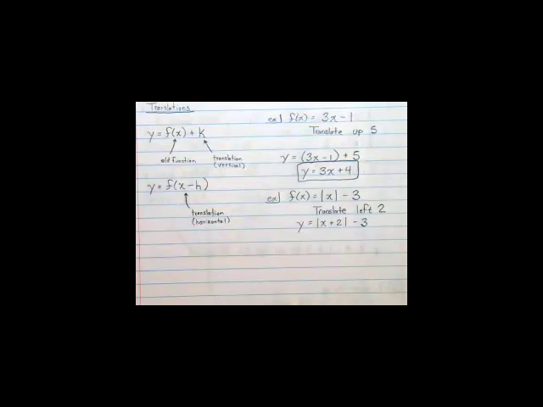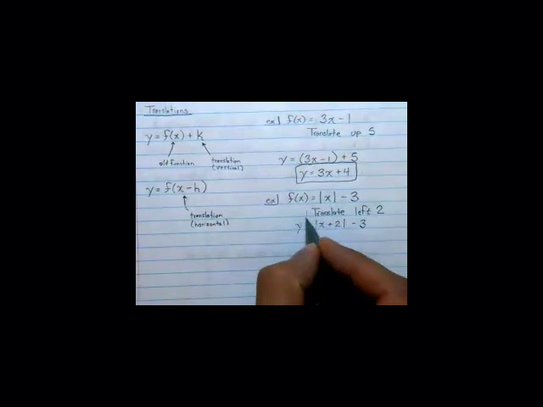Okay? Do you guys see the difference between those two again? Kind of like what we talked about yesterday. All right? And again, it's always the opposite when it's on the inside, right? The left and right translations are the opposite sign. So if I want to move it to the left, I actually have to put a plus 2 on the inside, not a minus 2. So that's what that would look like.